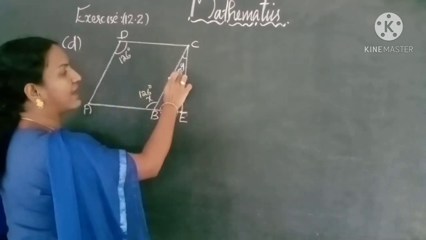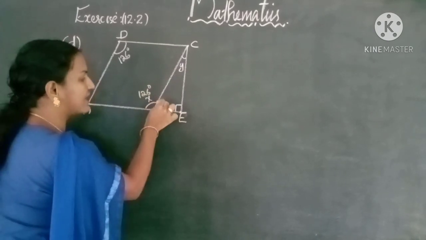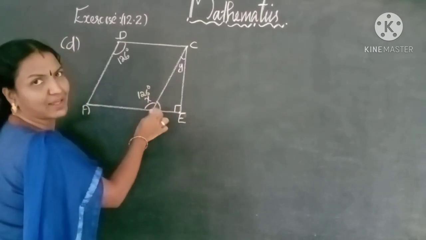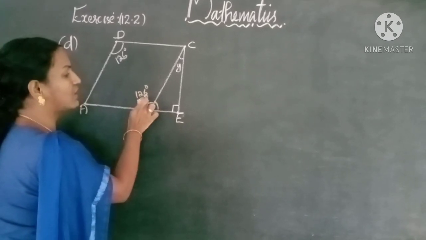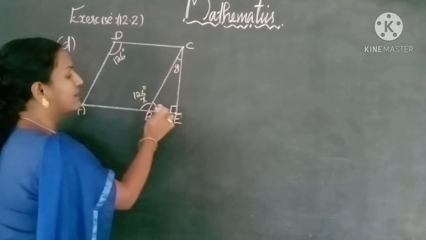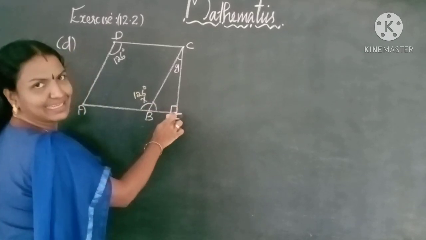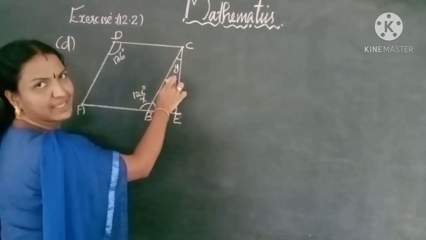Next, we have to find the value of y. This is 126. So this angle, we studied the linear pair, okay? Linear pair is 180 degrees. So, this is 126, which means this is 180 minus 126. Then this angle is 90 degrees. By using these two angles, you have to find the value of y.